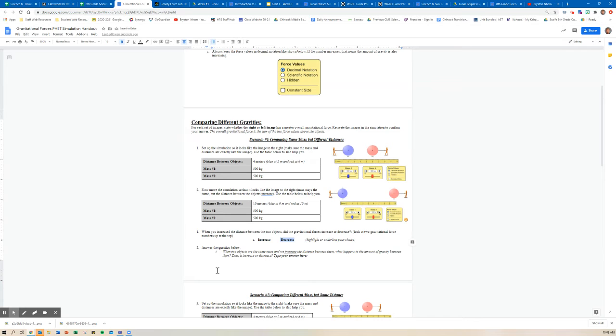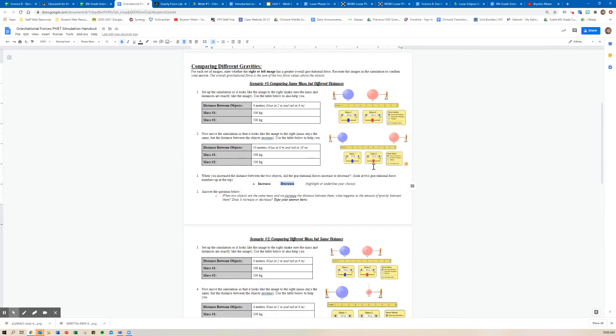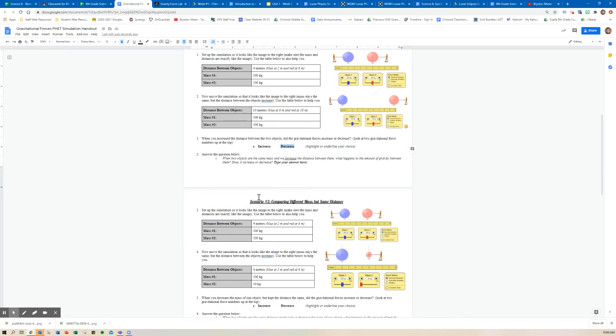And then you're going to answer this question below. When two objects are the same mass and we increase the distance between them, what happens to the amount of gravity between them? Does it increase or decrease? And you're going to just type a general statement for that. Okay, that's scenario one.